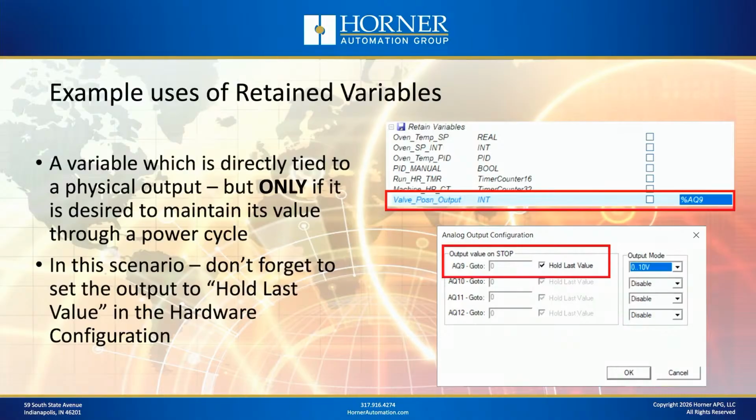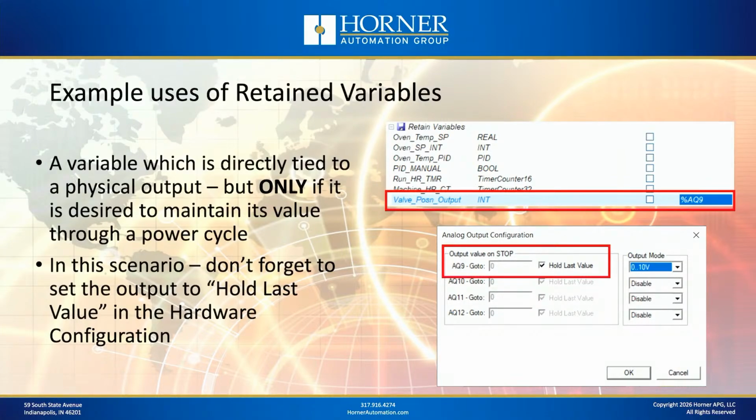All right. Next, we're going to talk about that rare scenario where we have a digital or analog output that we want to be retained. So in this example I have on the screen here, I have a valve position that I want the valve to start out at after a power cycle. In other words, it's going to start out where it was when the power cycle happened.